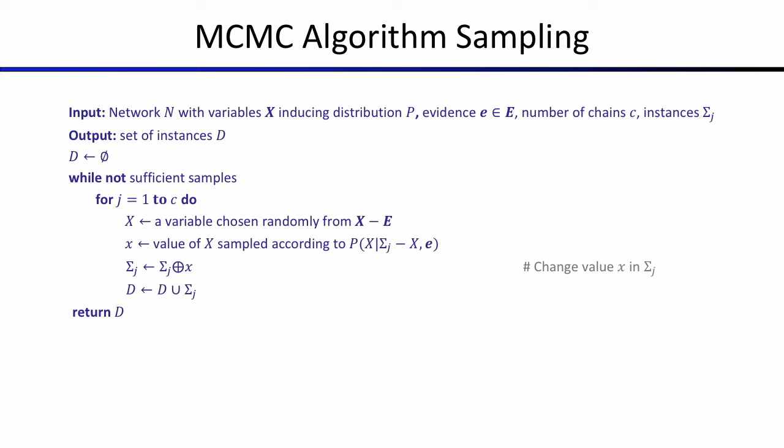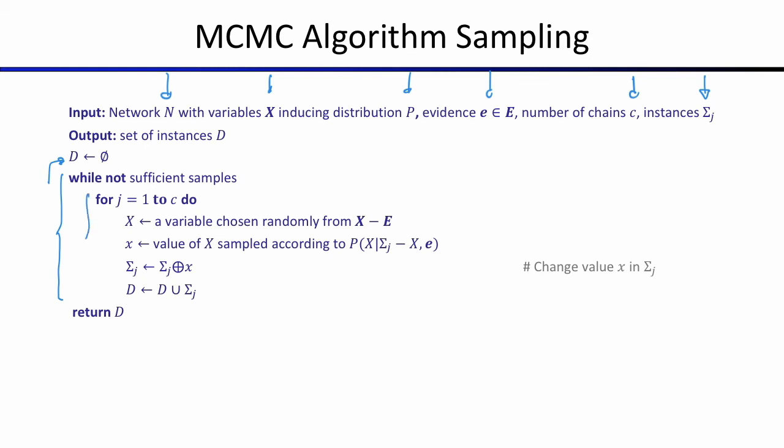That is the algorithm that's going to take now the samples and start to collect them to answer the queries. So we have the network N, variables X, distribution P, evidence E, the number of chains C, and also the instance that we returned from the burn-in procedure. So now what we're going to do is to start a data set D, empty, and start to generate samples. We're going to generate enough samples, so there is no pre-specified value here, and that's going to be another thing that we need to decide about the design of the algorithm.